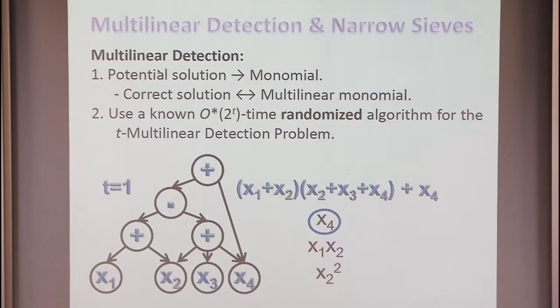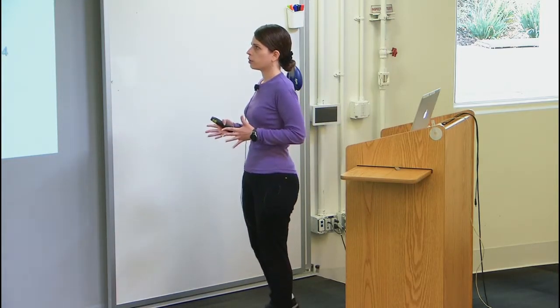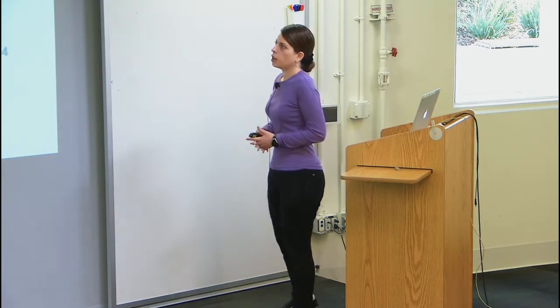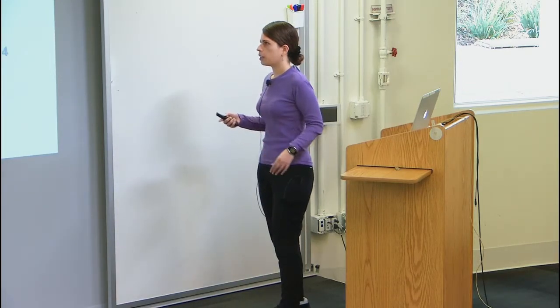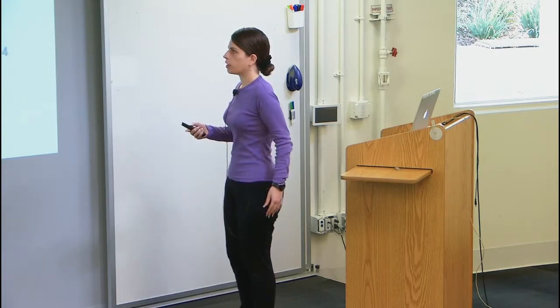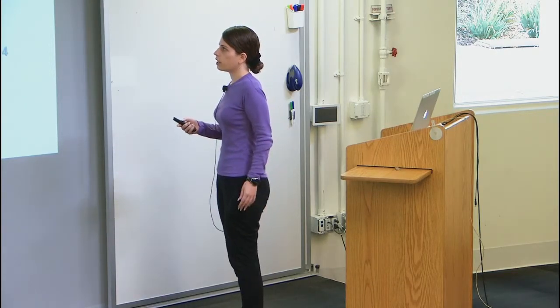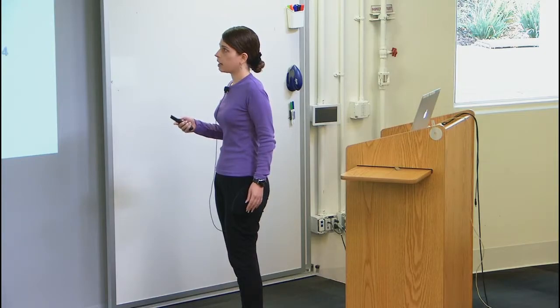Okay, now let's move to the narrow sieves technique. But before this, I want to say a few words about multilinear detection, the technique from which it evolved, because then it is easier to see the connection between color coding, multilinear detection, and narrow sieves. So in multilinear detection, we associate a monomial with its potential solution. So instead of color sets, we have monomials. And we need to ensure that a potential solution is correct if and only if it is associated with a multilinear monomial.